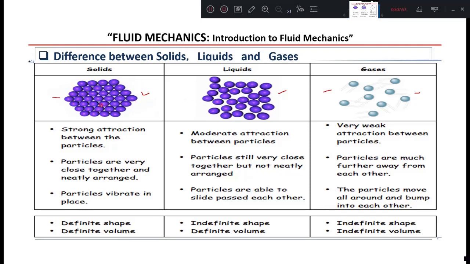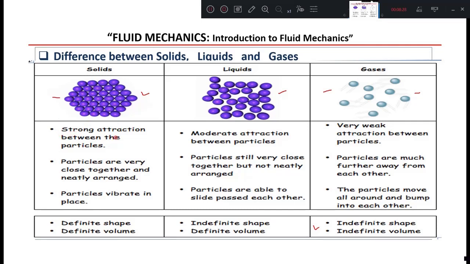have a definite shape and size, or you can say definite shape and definite volume, whereas liquids have an indefinite shape but a definite volume. But gases have indefinite shape and indefinite volume; you can say here neither a definite volume nor a definite shape. Then again, the solids are more strong.